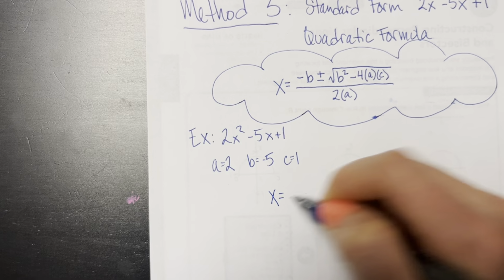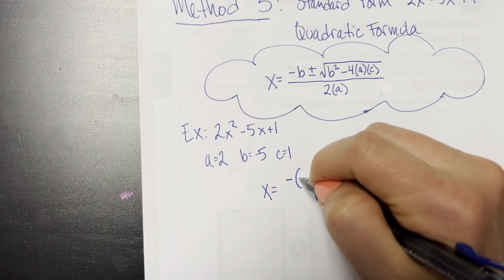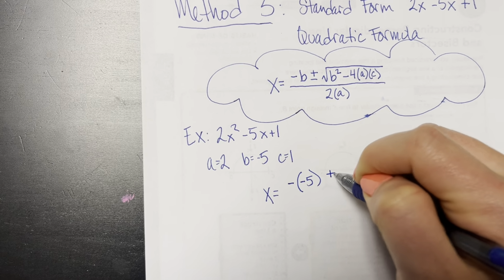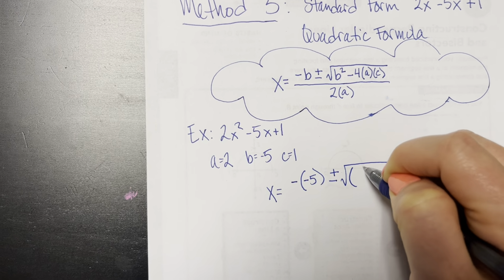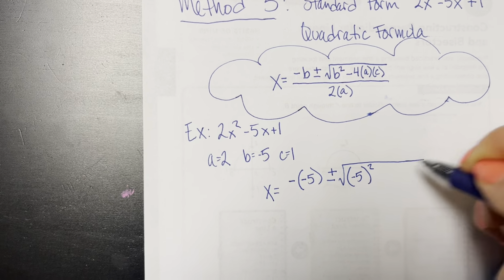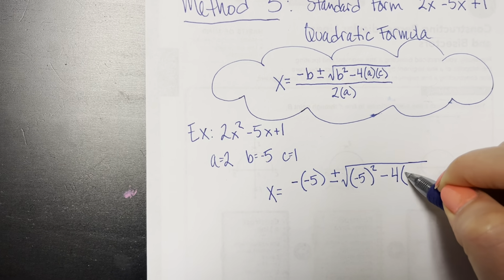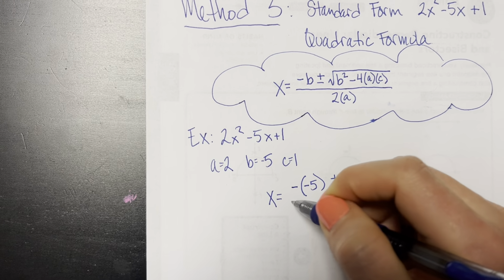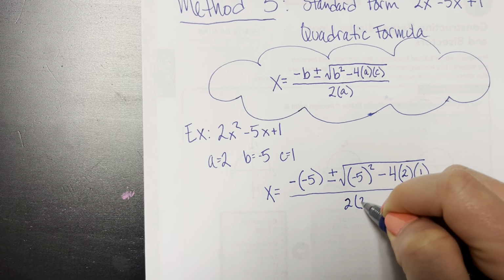So to find my x values, I have to do negative b. In this case, b is -5. So it's -(-5). And then I'm going to add or subtract the square root of b squared. My b number is -5. Minus 4, it's always a 4, times the a number, times the c number, and all of that is divided by 2 times the a number, 2 times a.